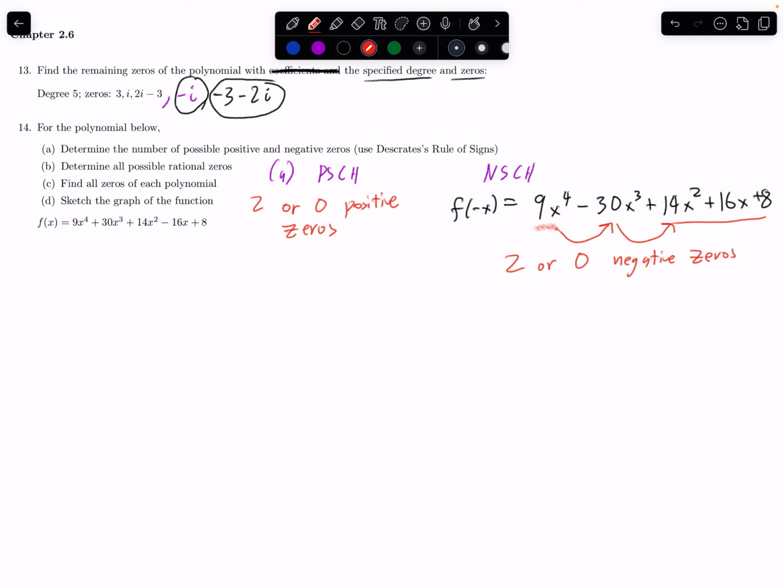Okay, great. So just now we did part A. We did part B. This was part B here in red. Now part C, find all the zeros. Okay, so to find the zeros, I got a 4th degree. And oh, wait, I'm sorry. I only did part A. Why did I cross out part B? We haven't done part B yet. Part B is determine all rational zeros.